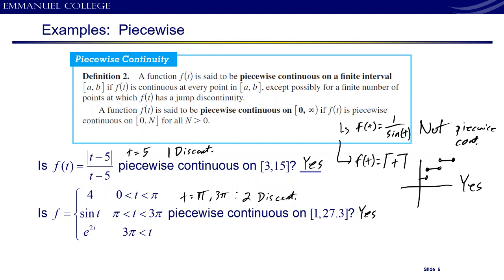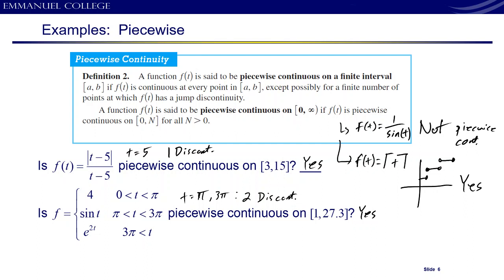1 over sine of t does not meet the definition because those are not jump discontinuities. Those are just discontinuities. It's not like the absolute value of t minus 5 over t minus 5, where even though if you looked at it you would just go, oh, it looks undefined, it's not really, because of the way the piecewise function works.